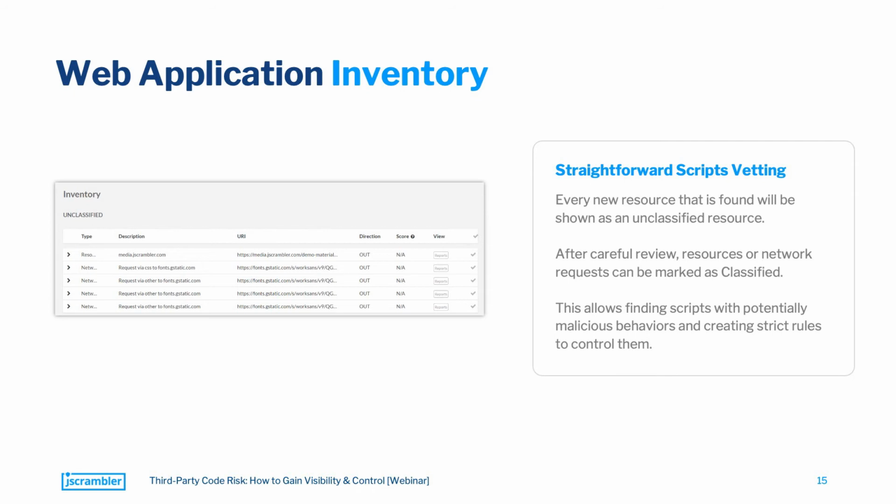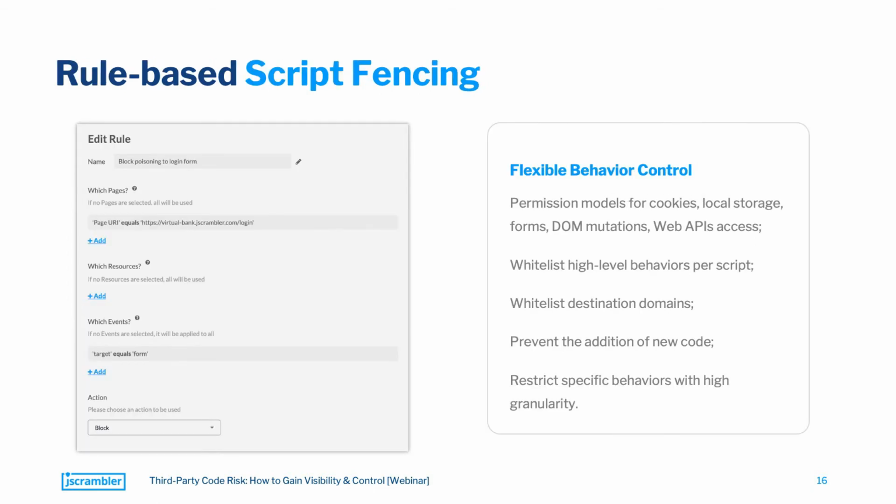The inventory we provide also allows a straightforward vetting of scripts. This is very useful when it comes to onboarding new scripts, as they will first show up as unclassified. We can review the scripts carefully before marking them as classified. Of course, this also allows us to easily identify malicious scripts and figure out which rules we want to enforce to prevent these and similar scripts from tampering with our website. And this brings us to the second part of this webinar, which is control.